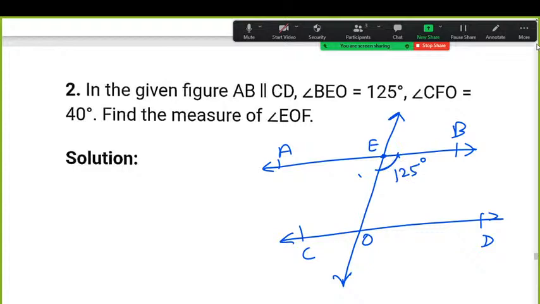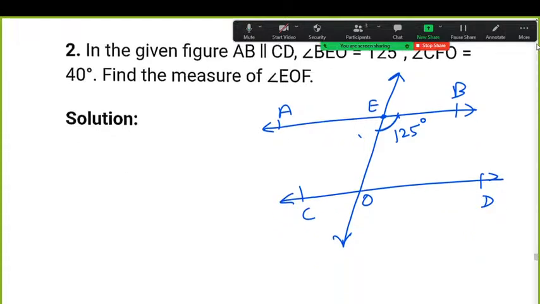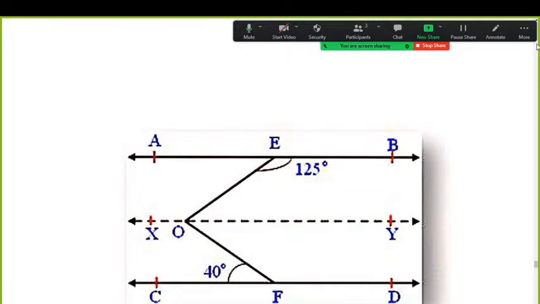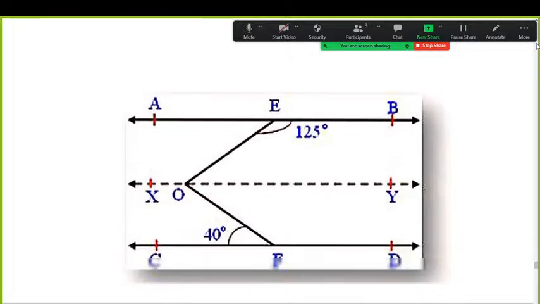We can draw the diagram, no issue. CFO. Let's say there is a diagram or not. Yeah, the diagram is here. We are not supposed to draw the diagram.